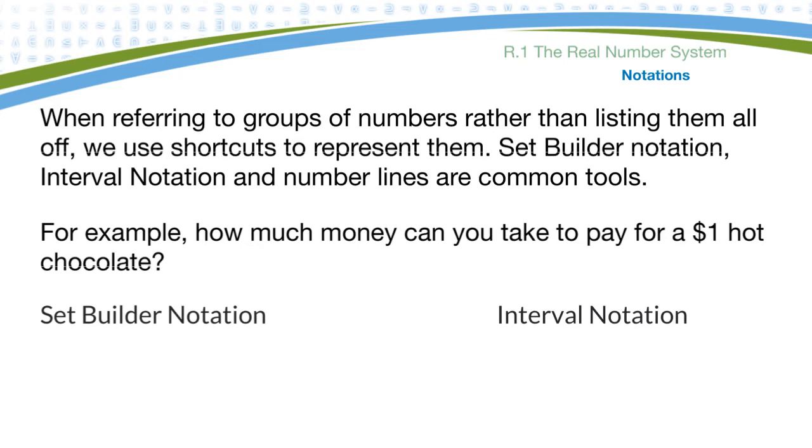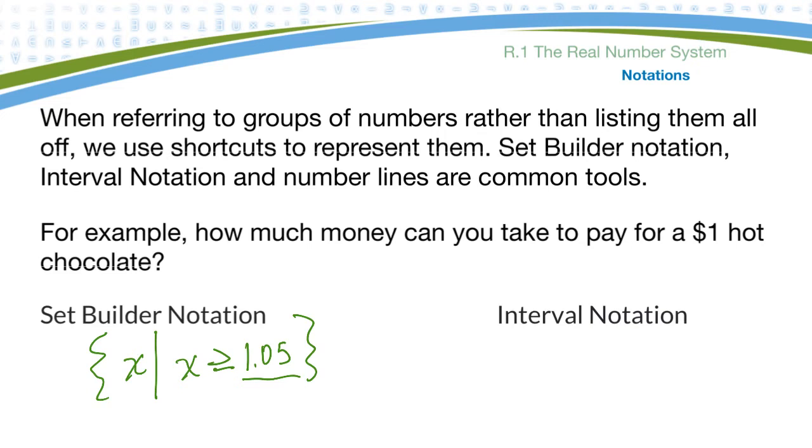In set builder notation, we would say something like this. So my answer are all the answers, all the x values, as long as x is greater than or equal to whatever it costs for the hot chocolate. We'll say $1.05. Okay, so in set builder notation, to answer that question, I'd say, as long as you took at least $1.05, you could pay for your hot chocolate. You could take $1 million, $1 billion, be a little overkill, but that would answer that question.